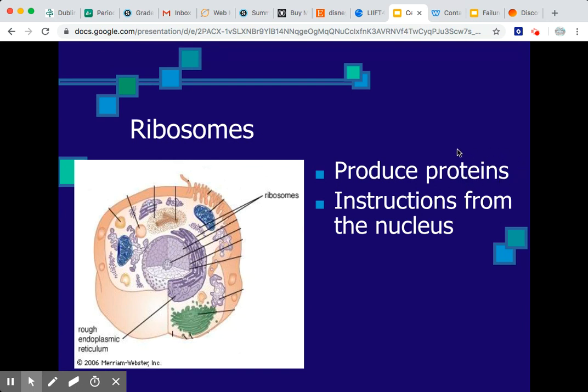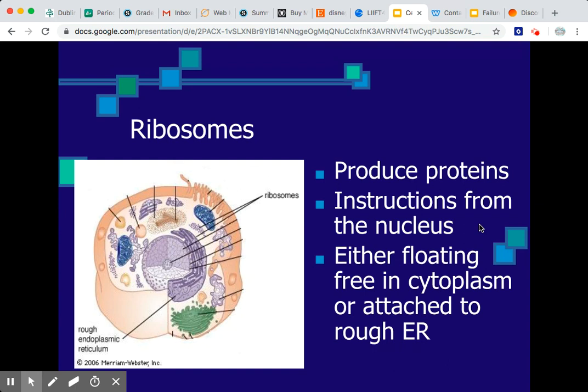And again, if you didn't write it down before, synthesis is the word that we use when we talk about making proteins. So this process is called protein synthesis. And again, we will talk about that after winter break in more detail. These guys deal with instructions from the nucleus. The nucleus has information on how to make proteins. And again, these are either free-floating or they're attached to the rough endoplasmic reticulum.